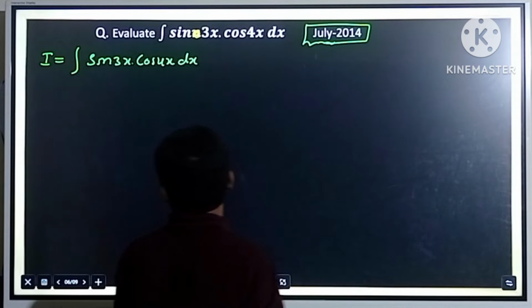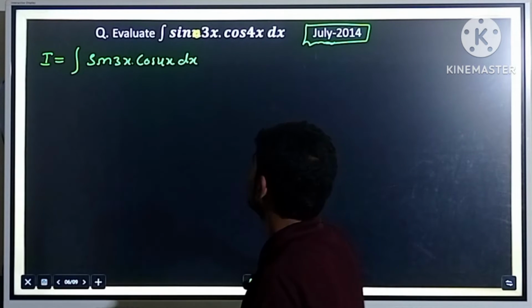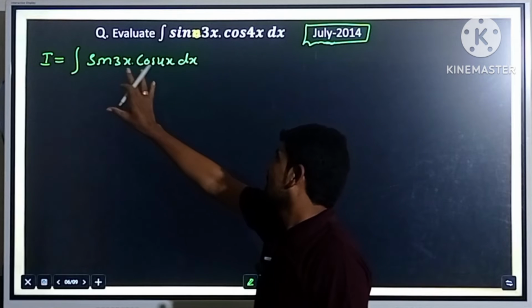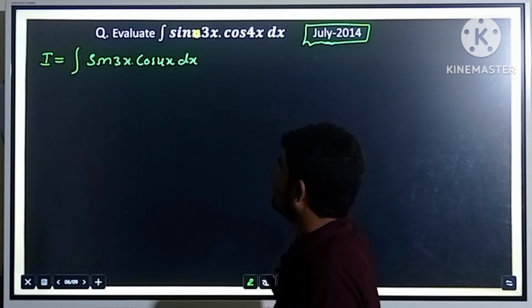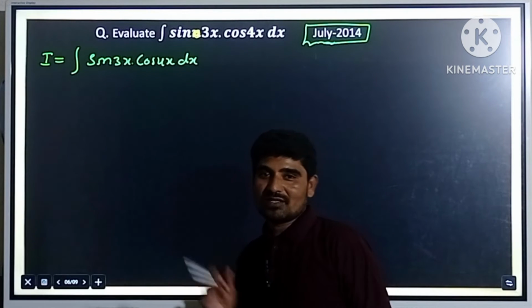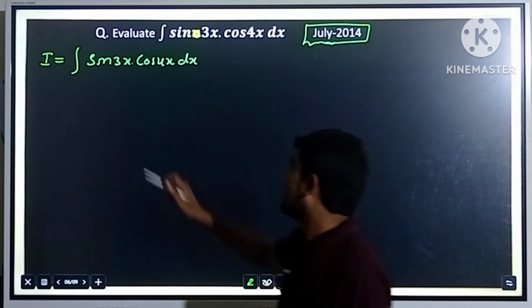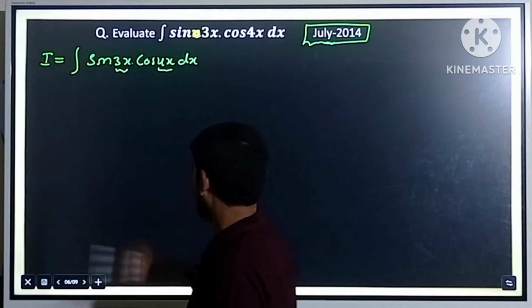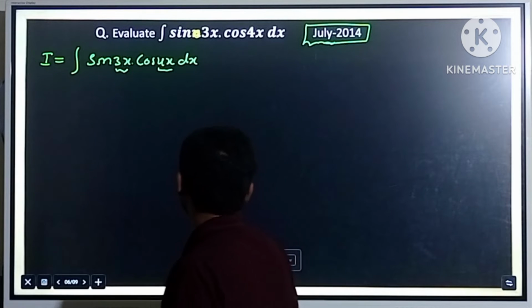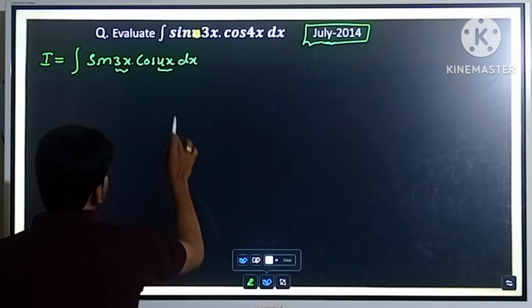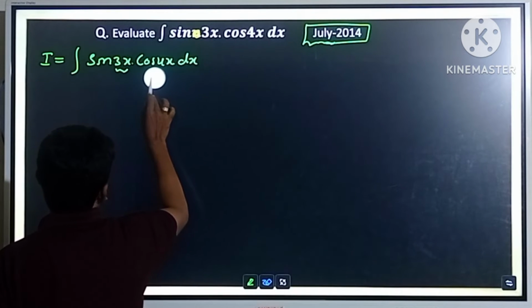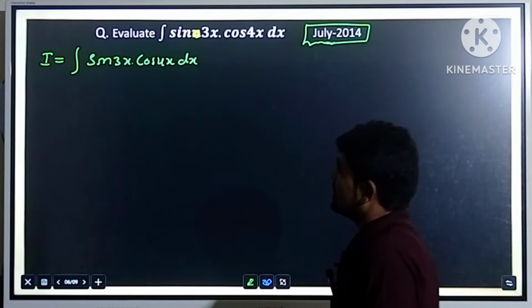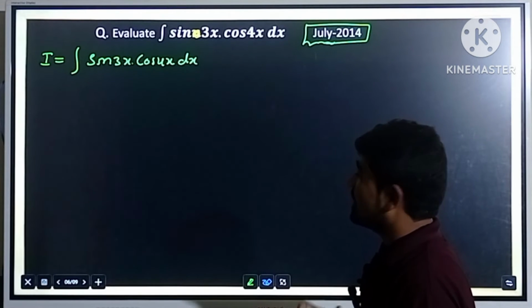So observe the integrand here, sin 3x into cos 4x. If it were sin 3x into cos 3x, this could be solved by using the substitution method. But here the angles are different: here there is 3x, and here another 4x. So just observe the integrand. The integrand is sin 3x into cos 4x. So when we see this integrand, what do we remember?